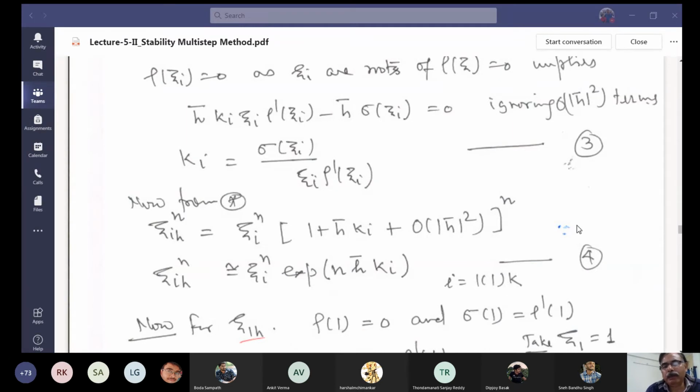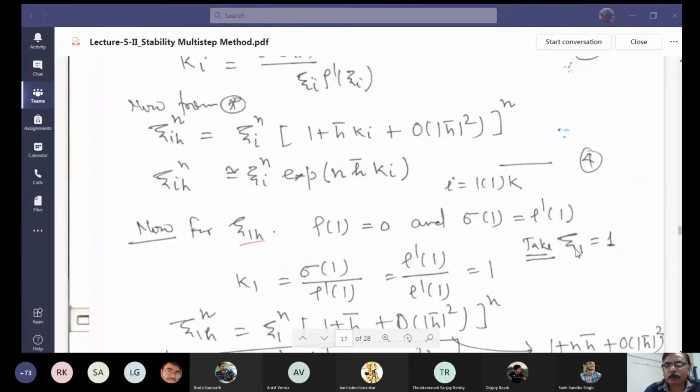What will happen for rho(1)? For the consistency condition, rho(1) equal to 0 and rho prime(1) equal to sigma(1). These two conditions are there for consistency, and this has to be there for any multi-step method.